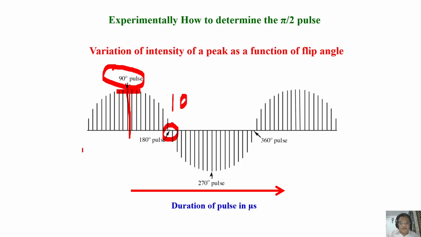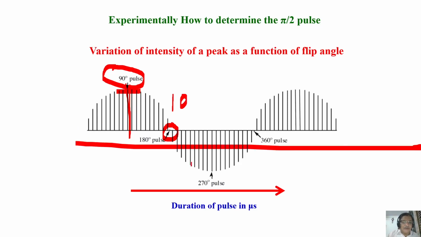What you have to do is to vary the duration of the pulse, as a function of duration of the pulse, collect the signal, measure the intensity, make it go through one complete oscillation, find out at what is the signal. It will be zero at a particular place. That angle corresponds to 180-degree. Take half of that, it is 90. Then rest of the things is simple manipulation.